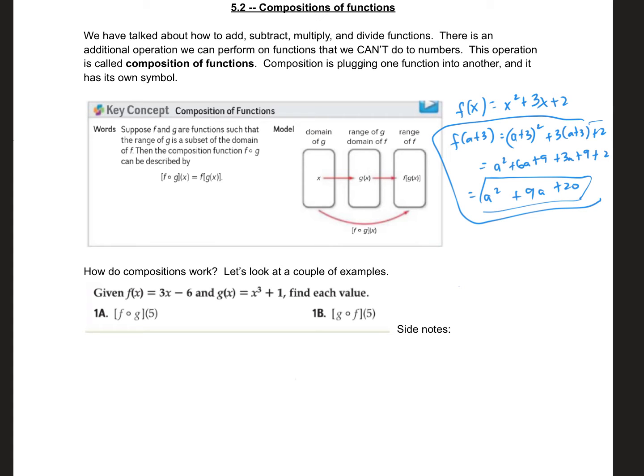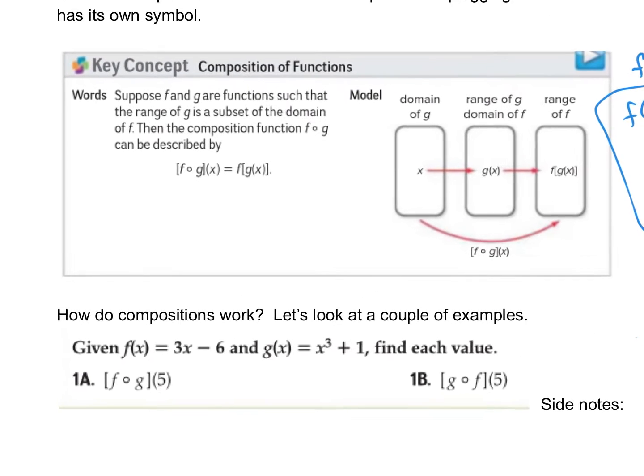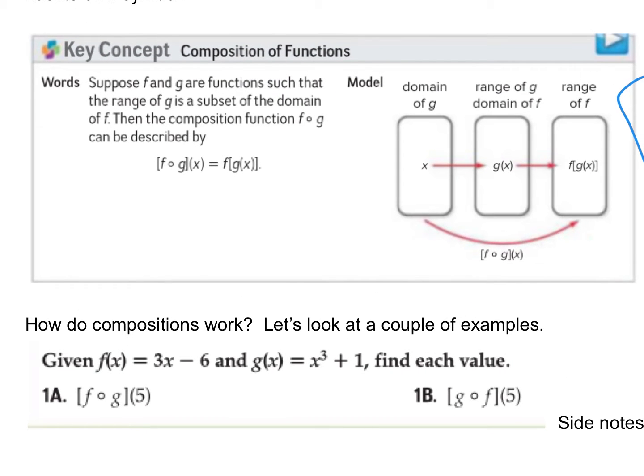Basically, a composition of functions means you are plugging one function into another. And a composition has its own special symbol. It's this open circle, and this is pronounced out loud as f of g of x. This little symbol right here basically means I write it like this, f of g of x. Now, if I had written g of f of x, then that would mean g of f of x.